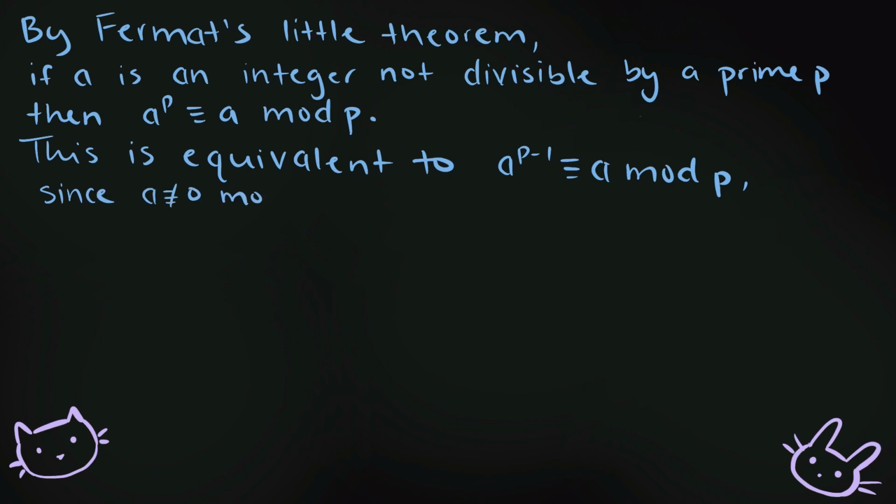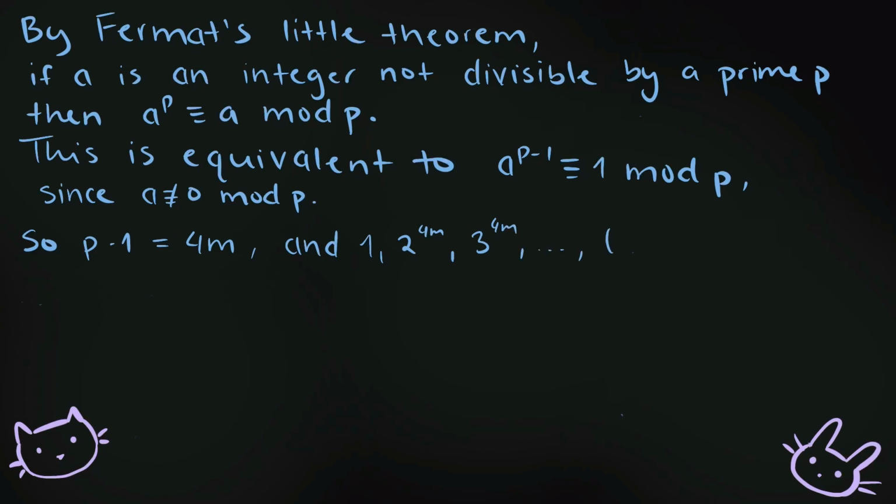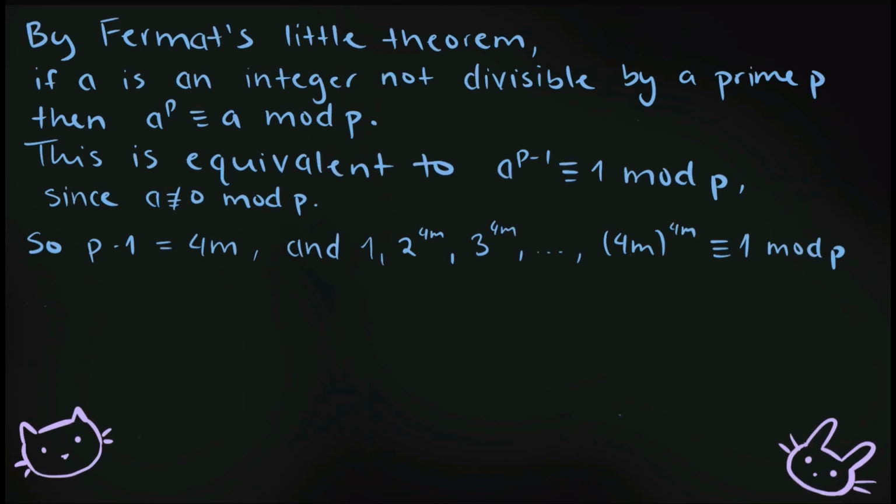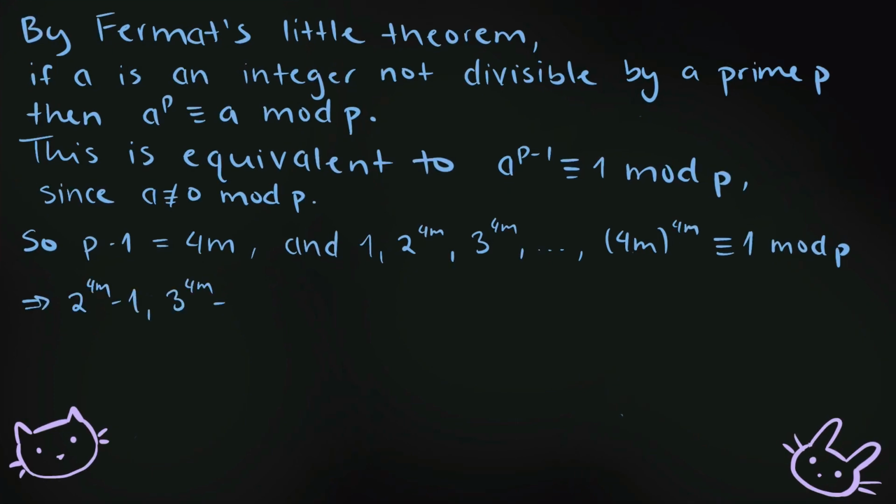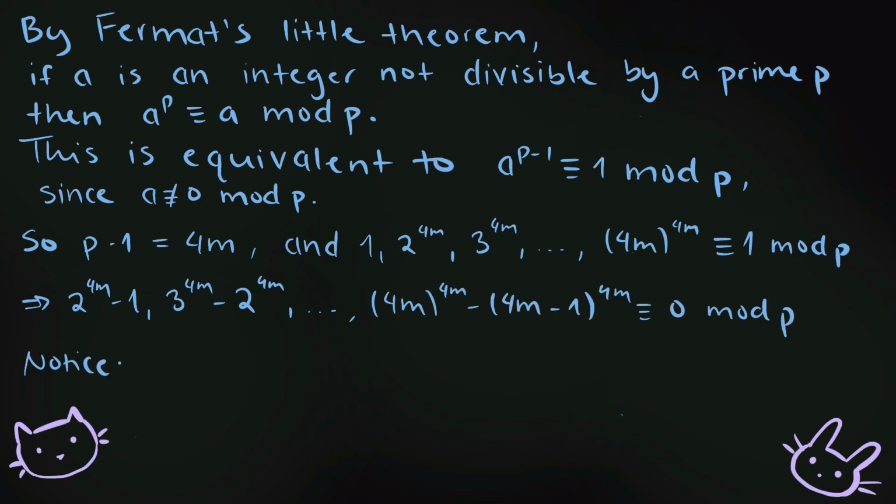So in our case, p is equal to 4m plus 1. So p minus 1 is equal to 4m. So all the numbers less than p can't be divisible by p. So by Fermat's little theorem, we have 1 and then 2 to the 4m, 3 to the 4m, and so on, up to 4m to the 4m are equal to 1 mod p. So now let's take the differences of them. So these differences are equal to 0 mod p. So they're divisible by p, each of these differences.